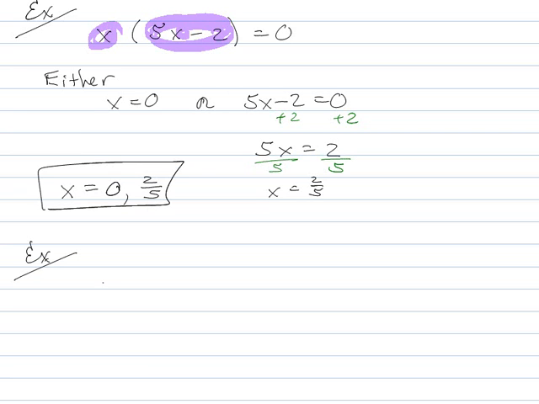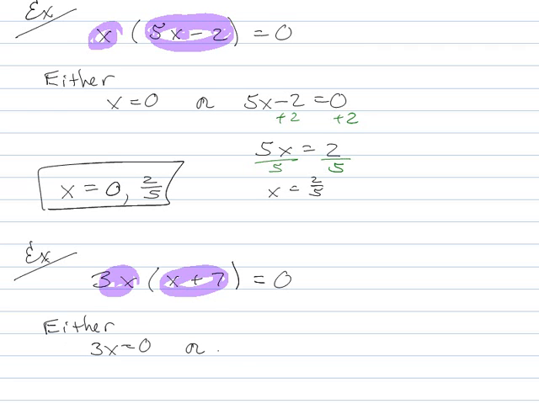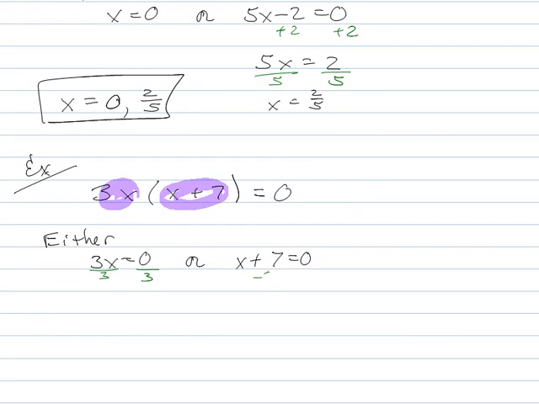Every once in a while they can try to throw a curveball at you. They could say something like this. Well, let's do this one first. Okay. So looking at this, it's this times this. So either 3x equals 0 or x plus 7 equals 0. So over here on the left you can solve for x by dividing both sides by 3. Over here by subtracting 7 from both sides. So x is equal to 0 or x is equal to negative 7.